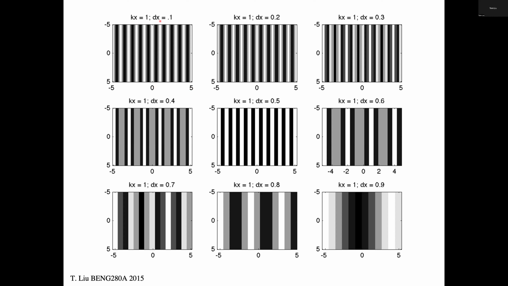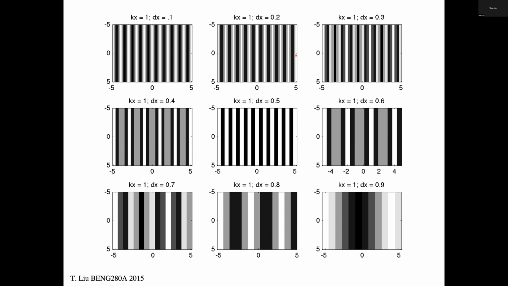If my sampling delta x is 0.1, so between each sample point I have 0.1 centimeters, that means I sampled 10 times per centimeter, right? I get a very nice representation of that sine wave. If I cut my number of samples in half, so now delta x is 0.2, so I'm only sampling 5 times per centimeter, it's still adequate, and I still see something that looks quite like the sine wave.